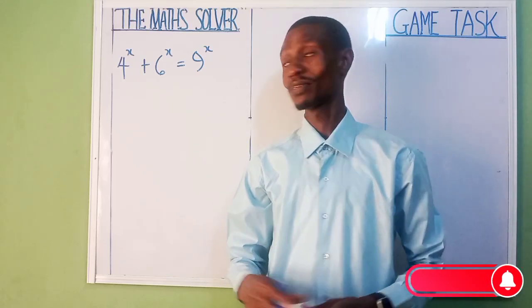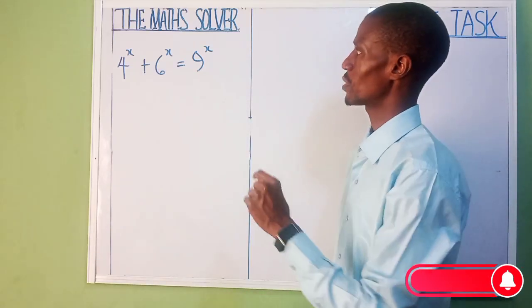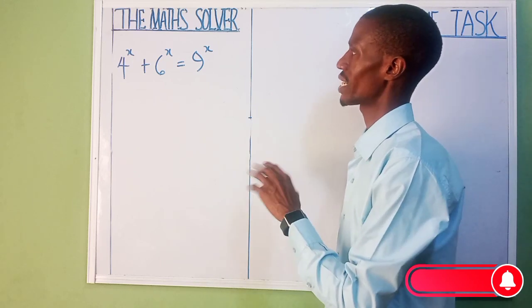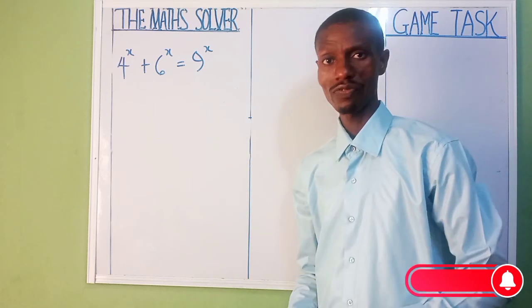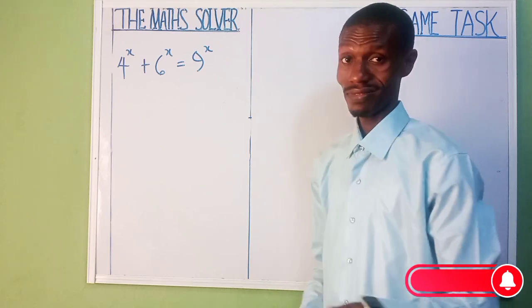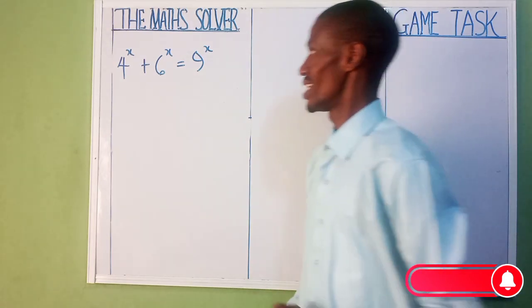Welcome to the channel. Can we quickly solve this one together? 4 raised power of x plus 6 raised power of x equal to 9 raised power of x. How are we going to solve this exponential problem? Let's solve it. It's very simple. Now let's solve this together.